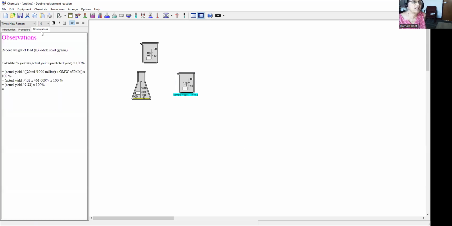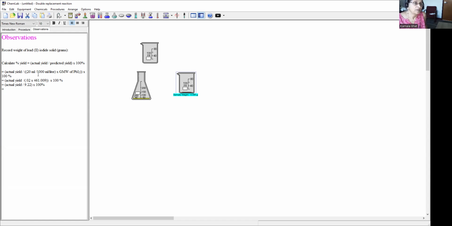Once I get the solid, I fill up the observation table. Record the weight of the lead iodide. In my case, it is 4.556. Calculate the percent yield: the actual yield divided by the predicted yield times 100. To get the predicted yield, you multiply 20 mL divided by 1000 mL to get a liter, and multiply by the gram molecular weight or the molar mass of lead iodide.